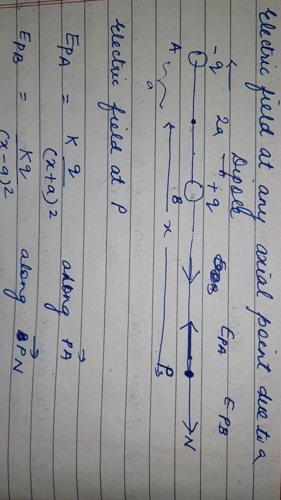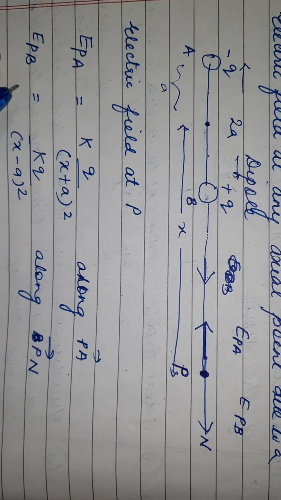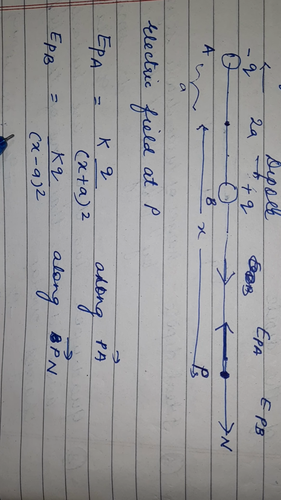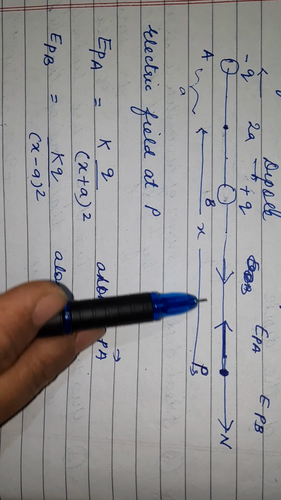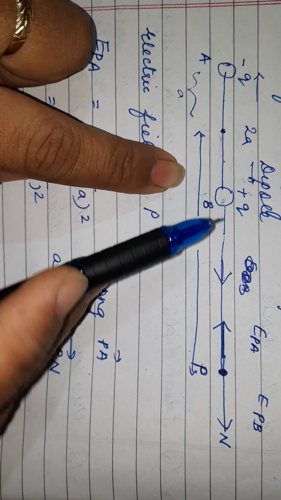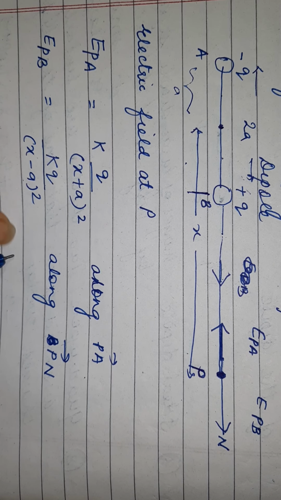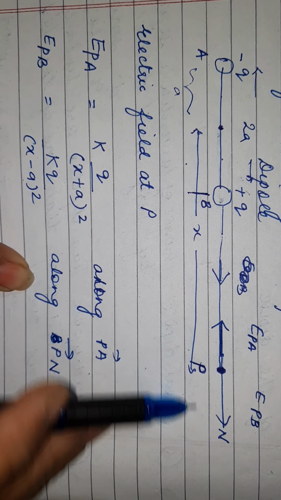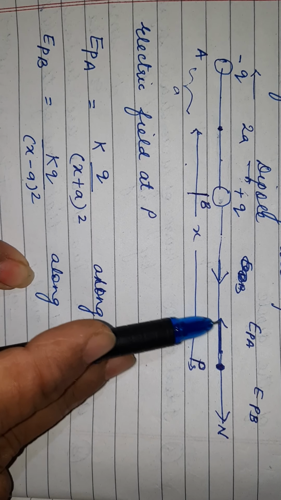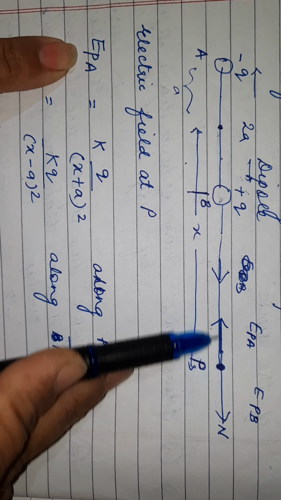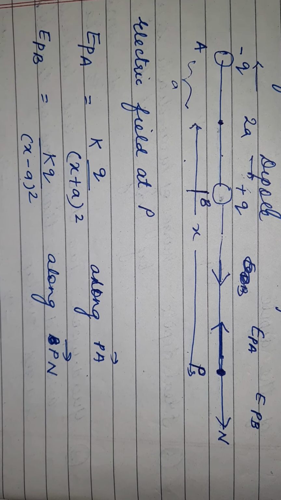Next, electric field at P due to B can be written as KQ upon (x minus a) whole square, and this direction will be along PN. So EPA is along this direction, EPB is along this direction.